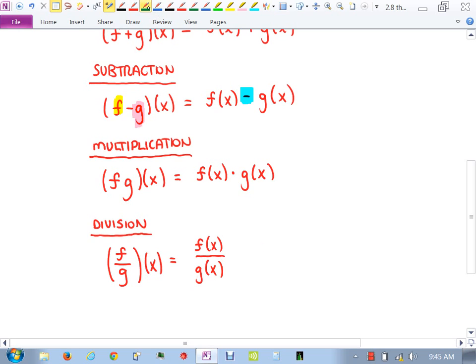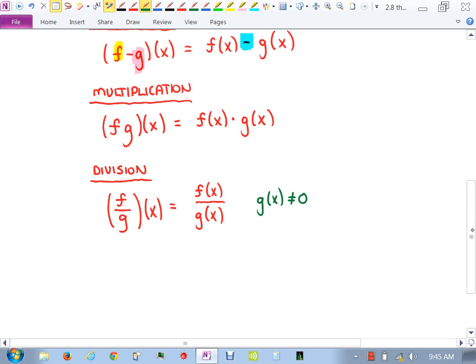And I'm going to put one little thing to the side of this. You can do division of two functions as long as your g function is not 0, right? If your g function is 0, then it's undefined and you can't do it.